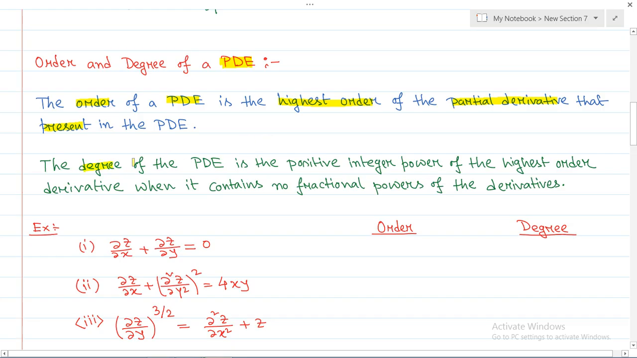Similarly, the degree of the partial differential equation is the positive integer power of the highest order derivative, whenever the equation does not contain any fractional power in the derivatives. If we have an equation where fractional powers are coming, we cannot proceed with the degree formation. We have to make the equation free of fractions or free of radicals. Thereafter we have to look at the positive integer power of the highest order derivative.